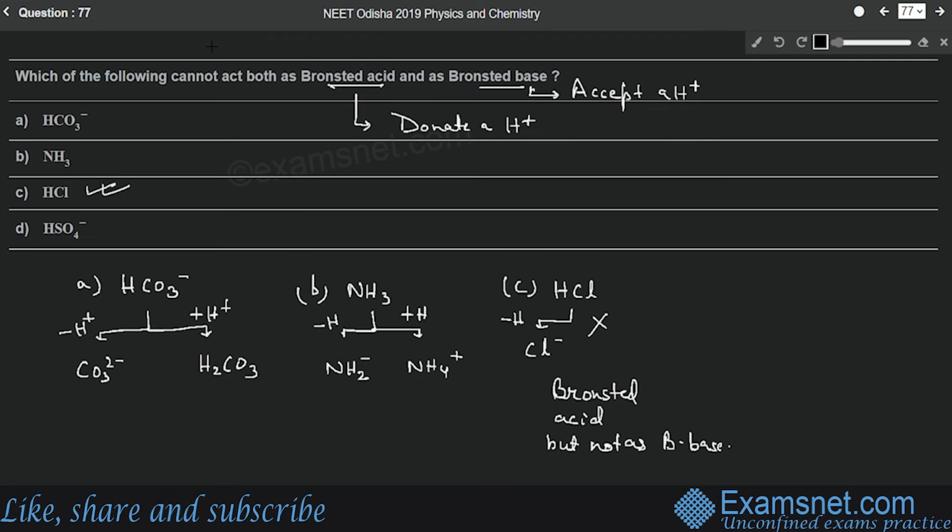If we talk about the last one, hydrogen sulfate, HSO4 minus, then this can also donate or accept a proton. When it is donating a proton, it will form SO4 2 minus, and when it is accepting a proton, it will form H2SO4. So we can see that only HCl is the one which is not acting as both Bronsted acid and Bronsted base. Others are acting as both. So option C will be the correct answer.